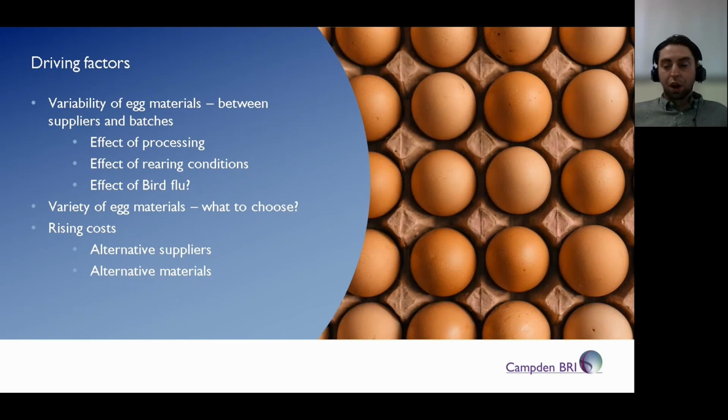Also, the conditions of the chickens that are producing the eggs is important. The age of the chicken, the age of the eggs, the rearing conditions, so its feed and other conditions are really important in producing consistent eggs. Different feed may give different levels or ratios of protein to fat, etc. There's also a concern at the moment of bird flu, so lots of chickens are being kept indoors rather than outdoors. What effect is that having on the materials?